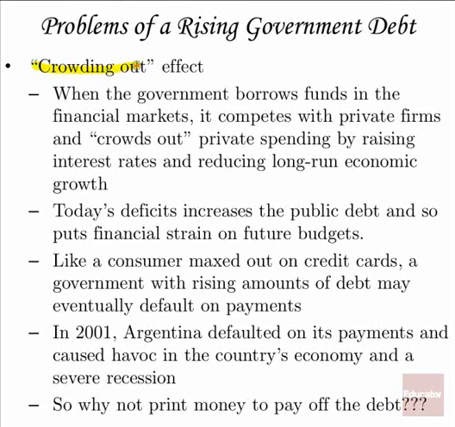The first one is this crowding out effect. When the government borrows funds in the financial markets, it competes with private firms and therefore crowds out private spending by raising interest rates and reducing long-run economic growth. Again, let's draw a little mini graph here. I didn't leave a whole lot of room here, and we've covered this before. But let's say this is the quantity of loanable funds.